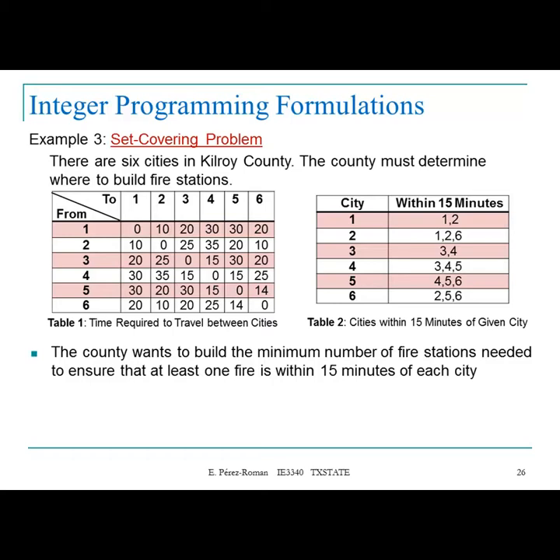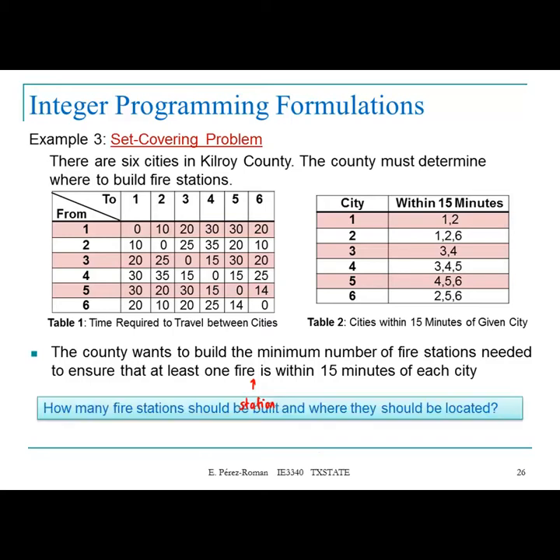So the county wants to build the minimum number of fire stations needed to ensure that at least one fire station is within 15 minutes of each city. So we have to make a decision: where are we going to place these fire stations? The only constraint we have is that we want to place them within 15 minutes of each city. So how many fire stations should be built and where should they be located? That's the question.